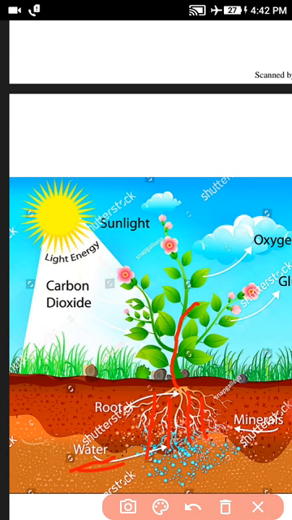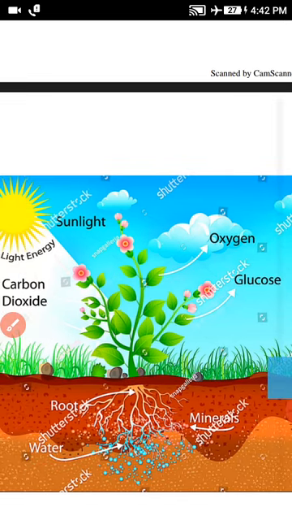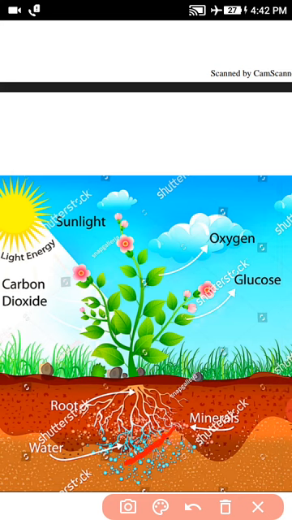Next, the leaf already has the chlorophyll pigment. Next, water and carbon dioxide are converted into carbohydrate. This process is called photosynthesis, with the help of sunlight and chlorophyll. First of all, water and carbon dioxide are converted into carbohydrate with the help of sunlight and chlorophyll.